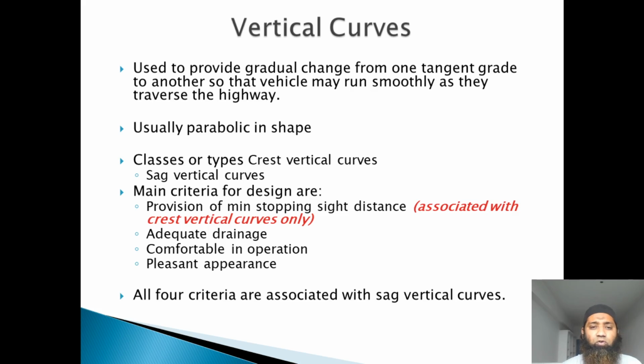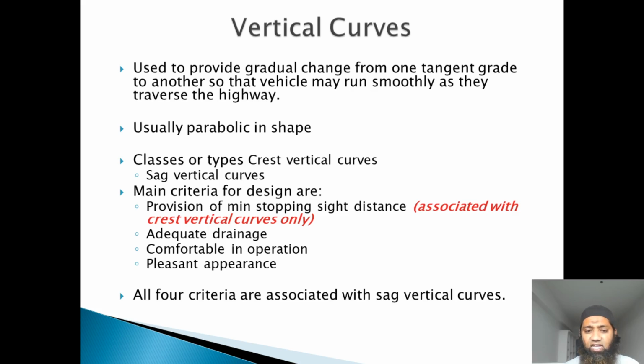Vertical curves are used to provide gradual change from one tangent grade to another so that vehicles may run smoothly as they traverse the highway. So basically from one level to another level on a highway, at those places we'll have to provide a vertical curve, and we have to give priority to the safety of the vehicle. We can't give sudden curves, sudden slopes or a sudden valley, so we'll have to design it properly. They are usually parabolic in shape. Classes or types: crest vertical curves, as I had told you, and sag vertical curves. Different vertical curves are there.